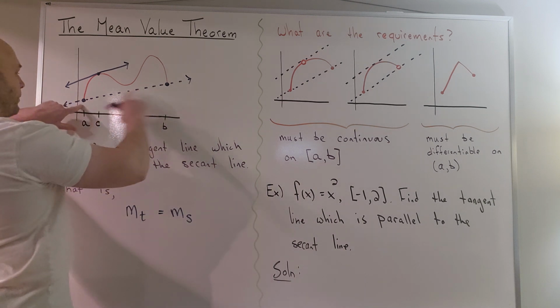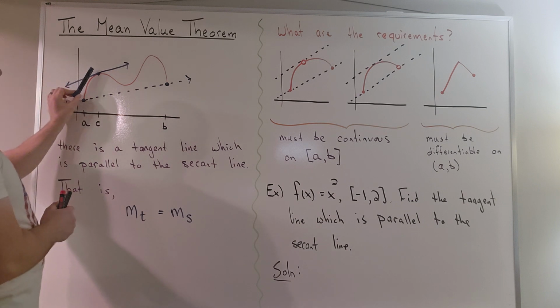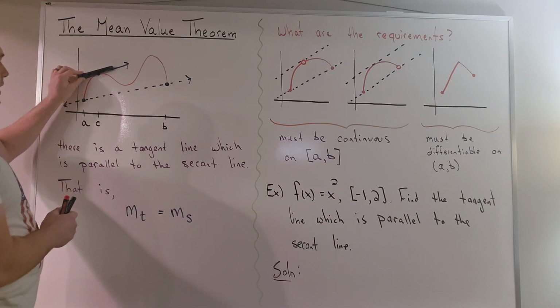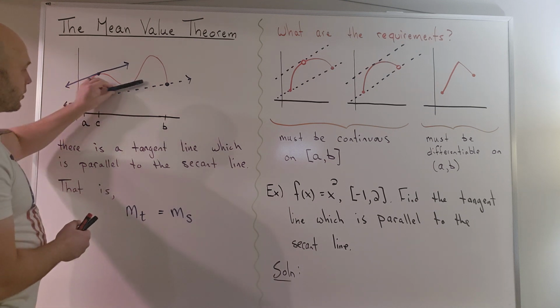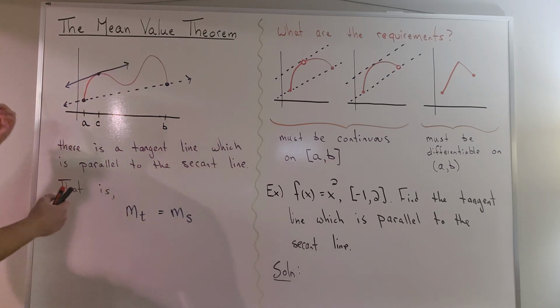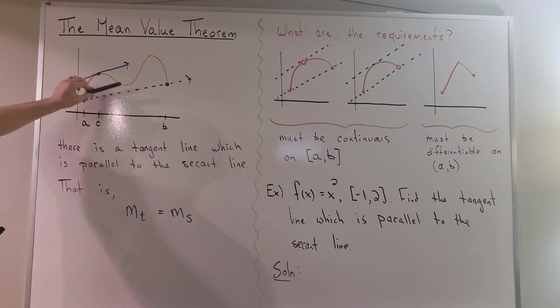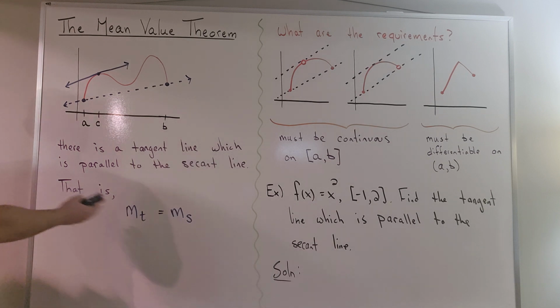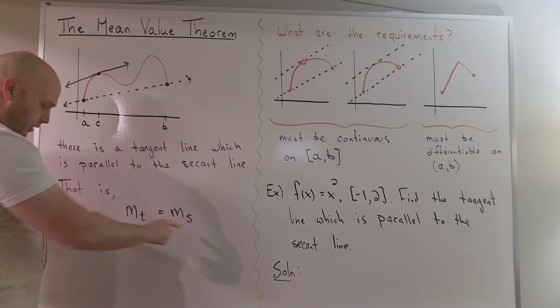If I take these two endpoints, draw that secant line, it seems reasonable, based on the picture, that I could find somewhere along this curve a tangent line that's parallel to it. Now, in this case, there's going to be multiple, but in particular, I can find a tangent line that is going to be parallel to the secant line. Well, that is, the slope of the tangent line equals the slope of the secant line.